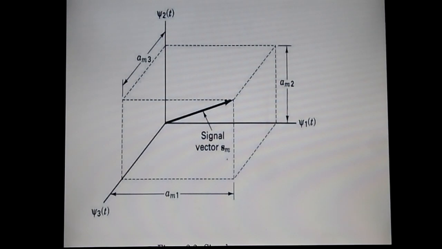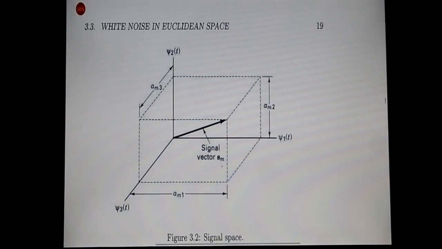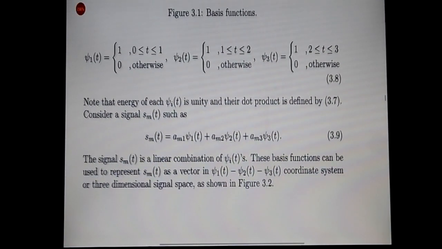Now I hope that everything shown in this figure is clear. You can see that the vector Sm, which is a position vector, the signal vector Sm has three rectangular components along psi 1, psi 2 and psi 3, and these three are shown as am1, am2 and am3. So this is just one signal shown in this three-dimensional Euclidean space, or three-dimensional signal space. We call it signal space or Euclidean space, three-dimensional Euclidean space.